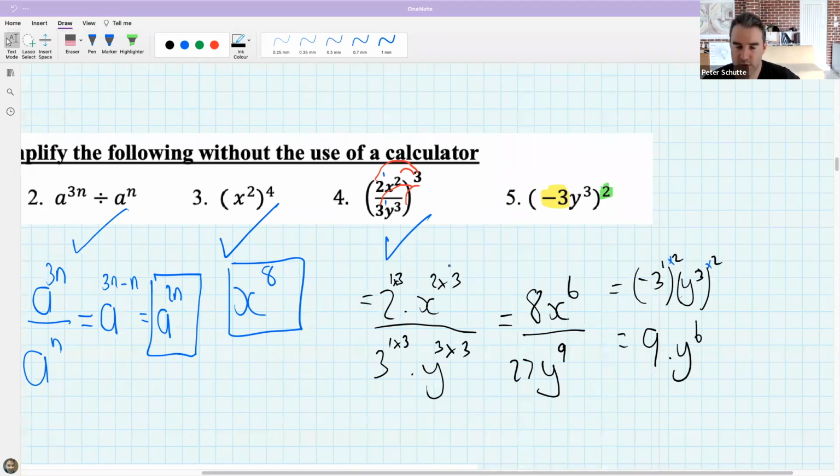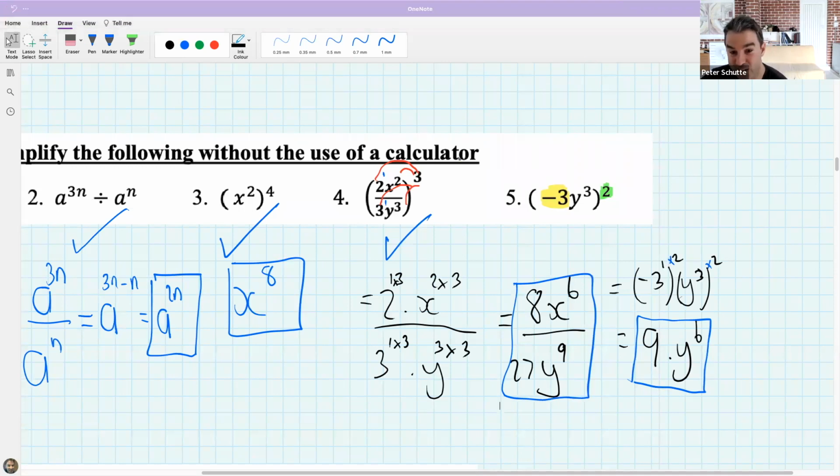Okay, so the answer is 9 times y to the power of 6, like that. And then the fourth one's answer was like that. Good work, everyone. So we're definitely getting harder now, and we have worked a solid half an hour now.